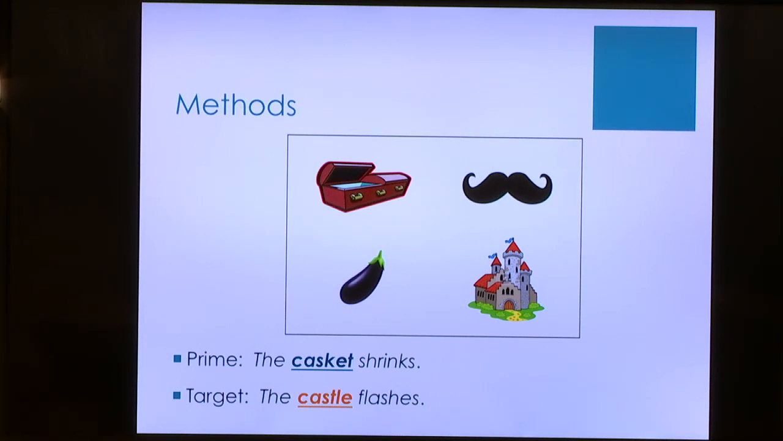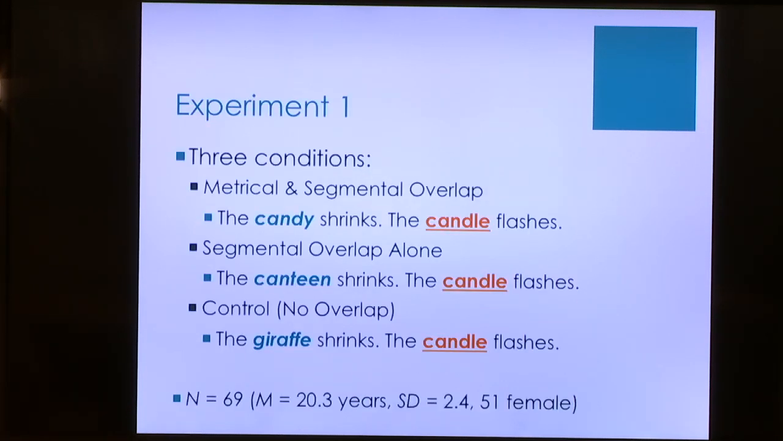And by the way, we do train participants on all of these images so they know what to call them ahead of time. So in our first experiment here, we wanted to see if meter plays an effect in this task. So we had 3 conditions. First, a condition where the prime and target share metrical and segmental overlap, like candy, candle. Then we had a condition with segmental overlap alone, but different stress, like canteen, candle. And last, we had a control condition with no metrical or segmental overlap, like giraffe, candle.